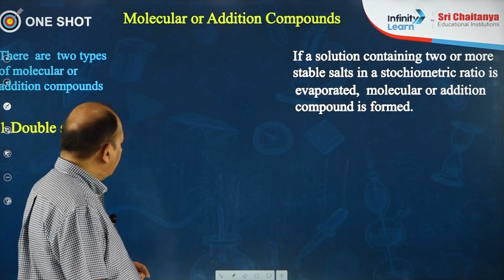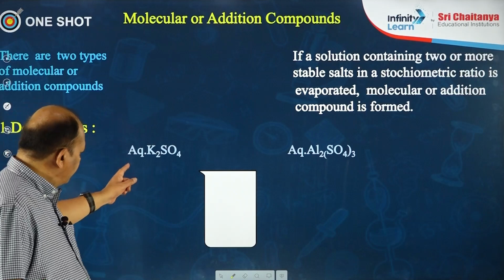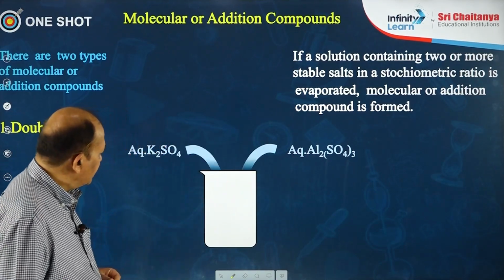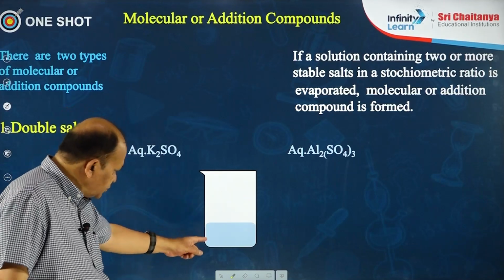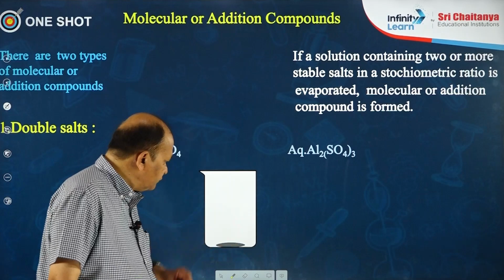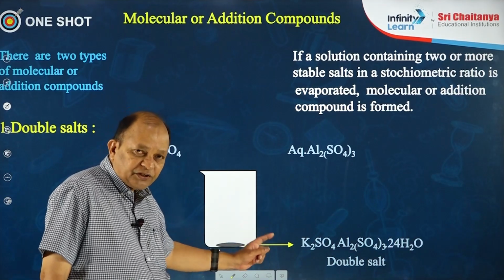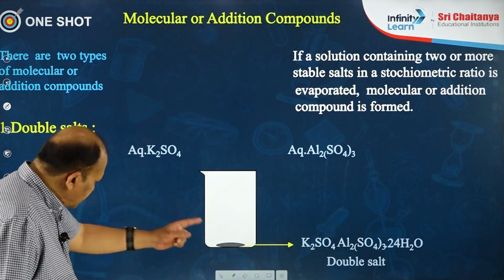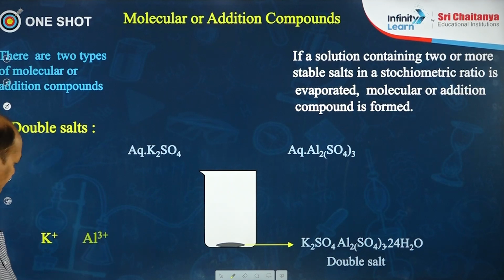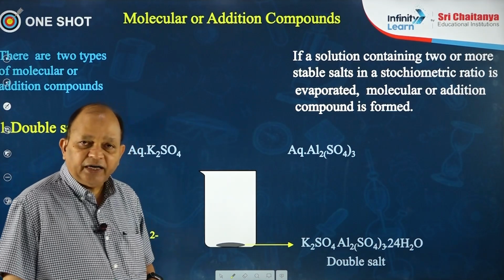What are these? You take a beaker in which aqueous K2SO4 and aqueous aluminum sulphate are poured. Now, this solution is evaporated, and the result is the formation of a double salt. What is the characteristic feature of the double salt? When this double salt is dissolved in water, you will get the test for potassium ion, the test for aluminum ion, and also the test for sulphate ion.